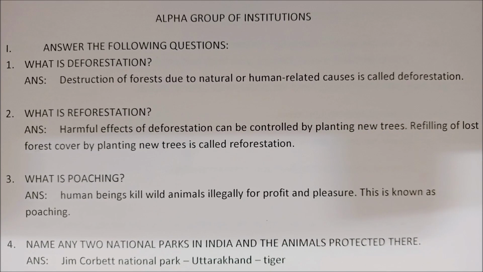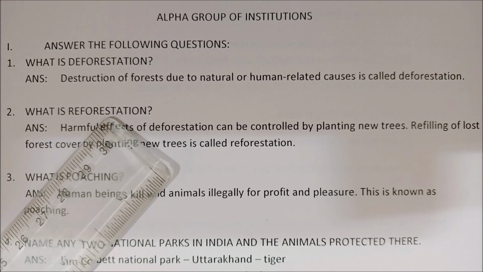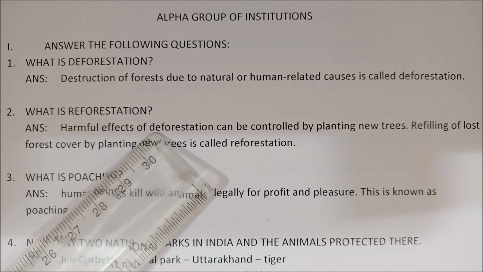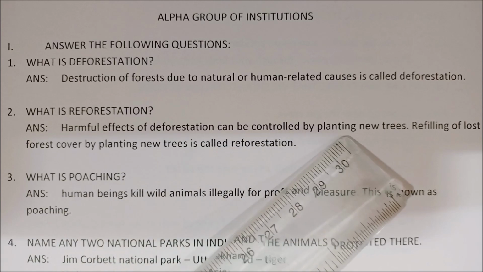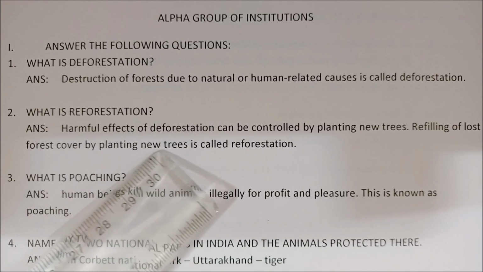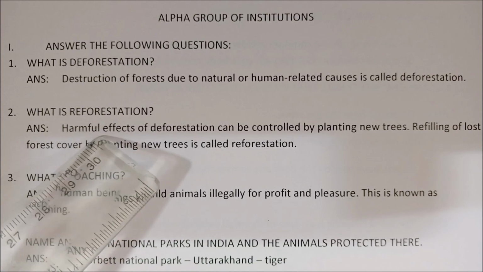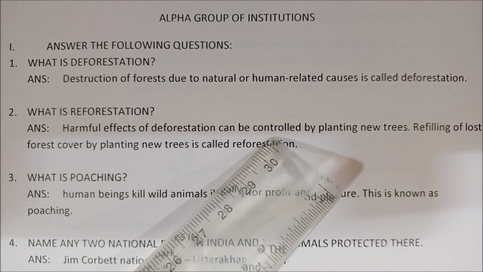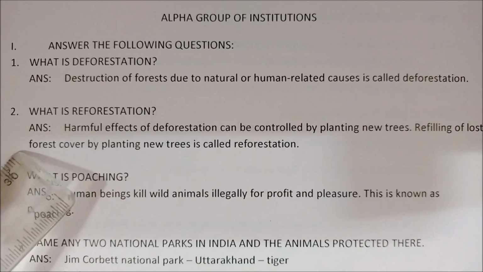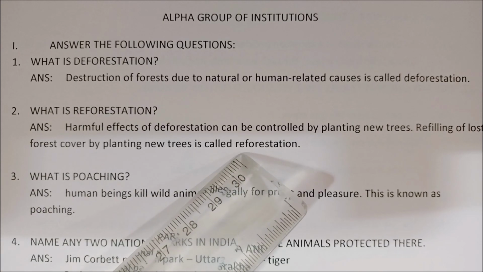The next question, what is reforestation? Answer, harmful effects of deforestation can be controlled by planting new trees. Refilling of lost forest cover by planting new trees is called reforestation. So children, harmful effects of deforestation can be controlled by planting new trees. Refilling of lost forest cover by planting new trees is called reforestation. Is it clear to all?